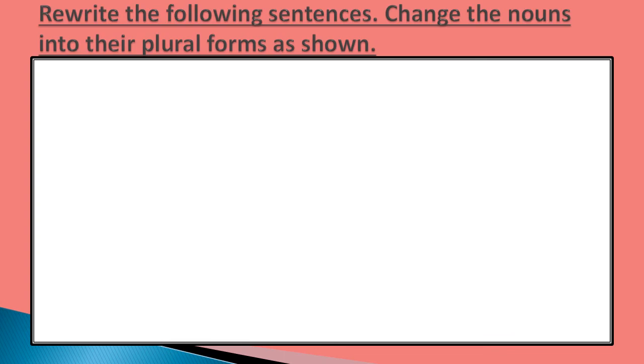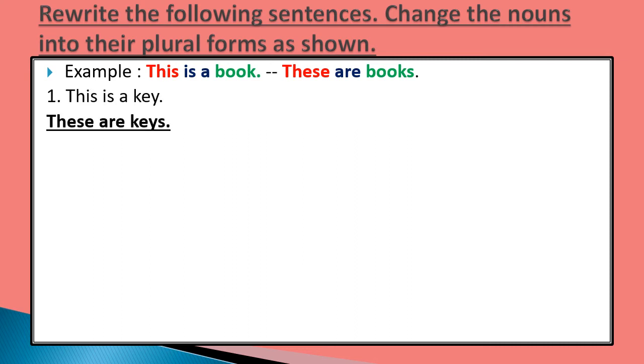Now let's start Unit 5, exercise number 10. It is on page number 32 and 33 of your grammar and usage books. So students, get ready, take out your books and open page number 32 and give the date and day properly on that page, because we are going to solve exercise 10 now. In this exercise, you have to rewrite the following sentences, change the nouns into their plural forms as shown. So there's an example given. Let's see the example first of all.